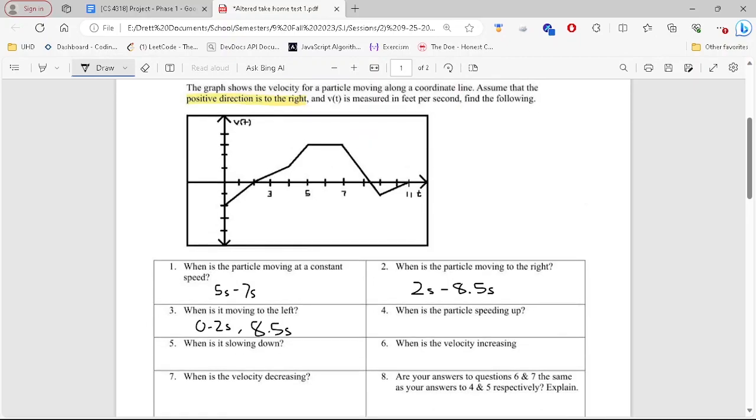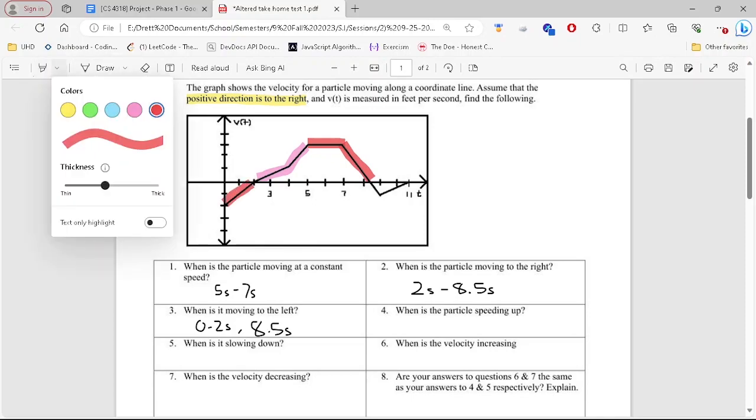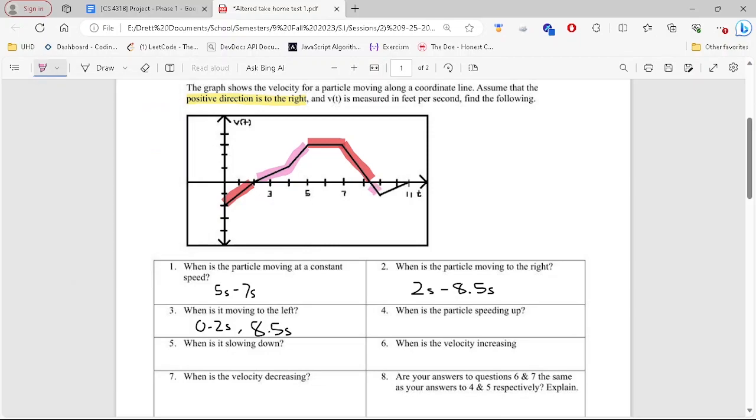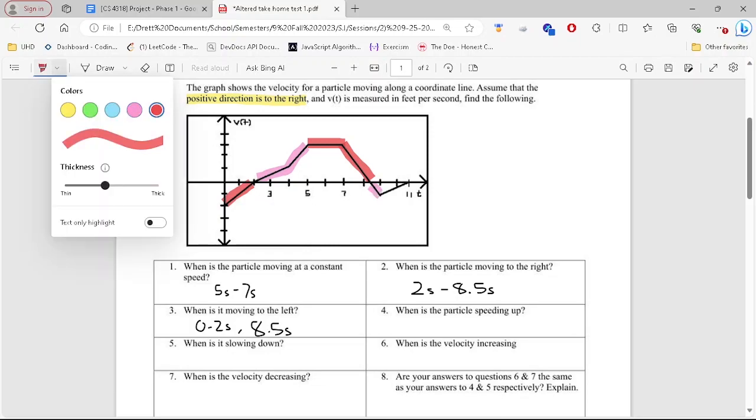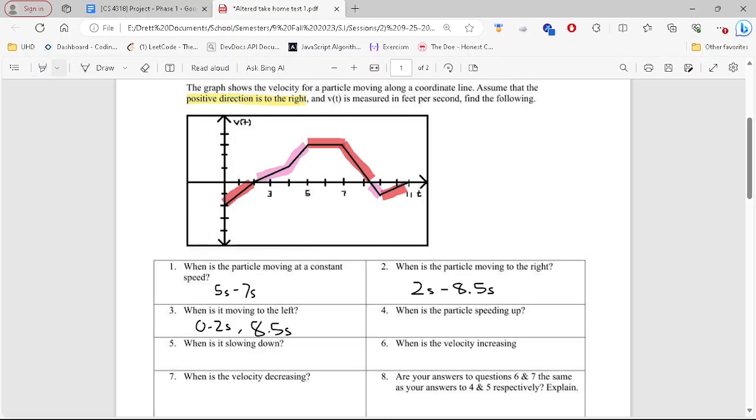So when is the particle speeding up? When the acceleration and velocity are in the same direction. So in other words, when it's increasing. So if you don't know, I'm going to tell you right now, this is 1, this is 1, this is not 1 right here. This one is not, this is not, this is not, and this is not. This is right here, and this is not.